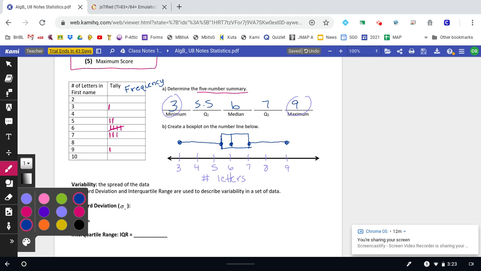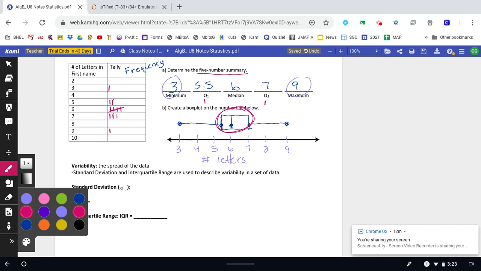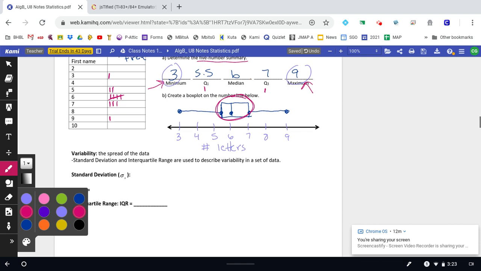All right, so now what this shows us is that we have most people right in the middle, right? Most people had 5.5 to 7, right? That's 50% of the data. But there were some outliers, right? We had a 3 and we had a 9, someone with a very short name, someone with a very long name. And I think maybe you remember who those 2 people were.